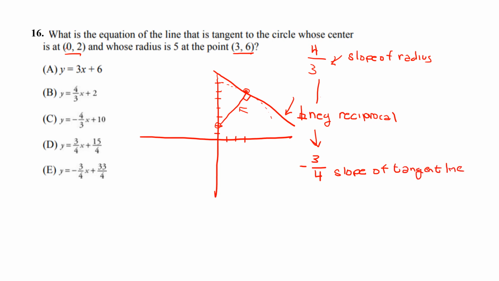Now, looking at the answer choices, we don't have to do any more work, right? Because this eliminates all of these answers and just leaves us with E, with our slope here because it's in y equals mx plus b form. And we don't even have to find our y-intercept at that point.